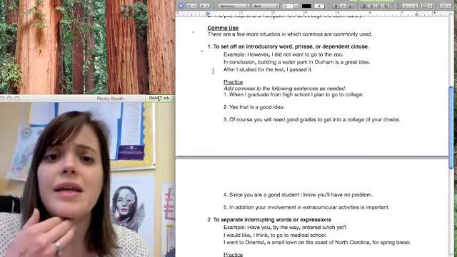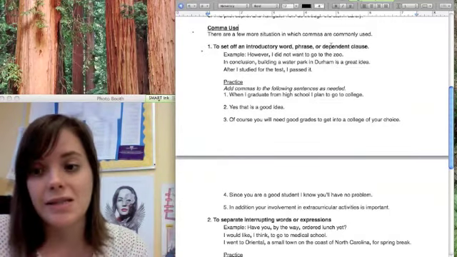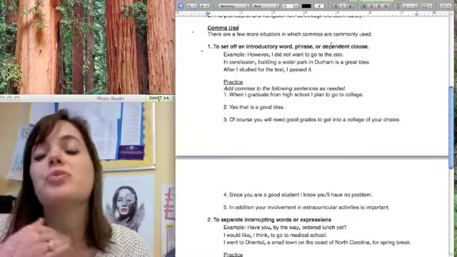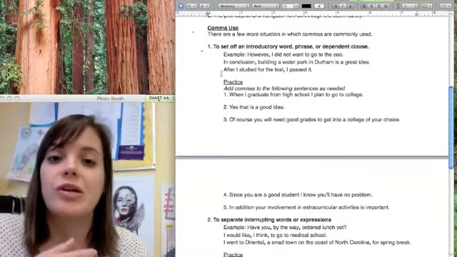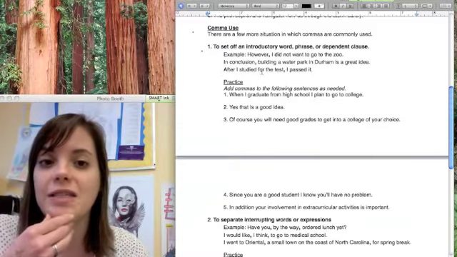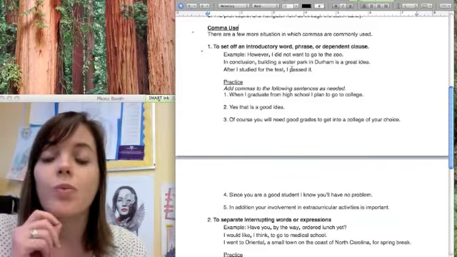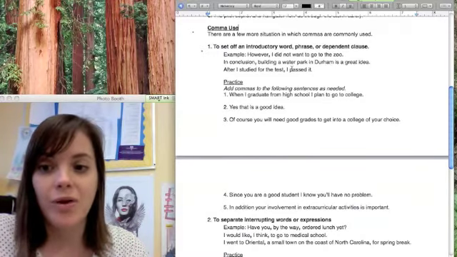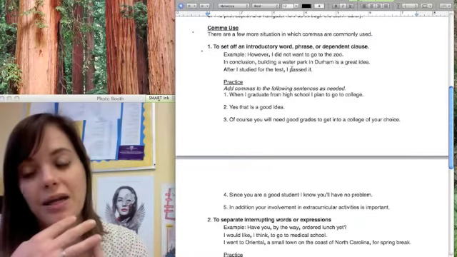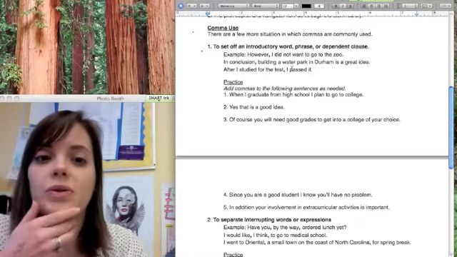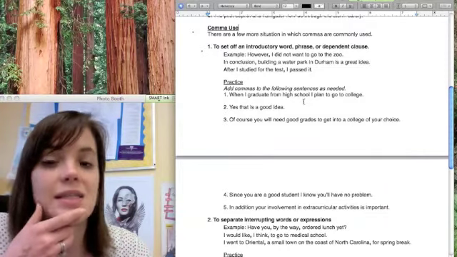Now we also use them when we begin our sentences with dependent clauses, which we've talked about before. When you start your sentence with a dependent clause, you want to put a comma after it. Here's our example. After I studied for the test, comma, I passed it. So we want to put a comma whenever we introduce our sentence with a word, phrase, or dependent clause. Let's look at a few examples here, and we're going to add commas to those sentences as needed.